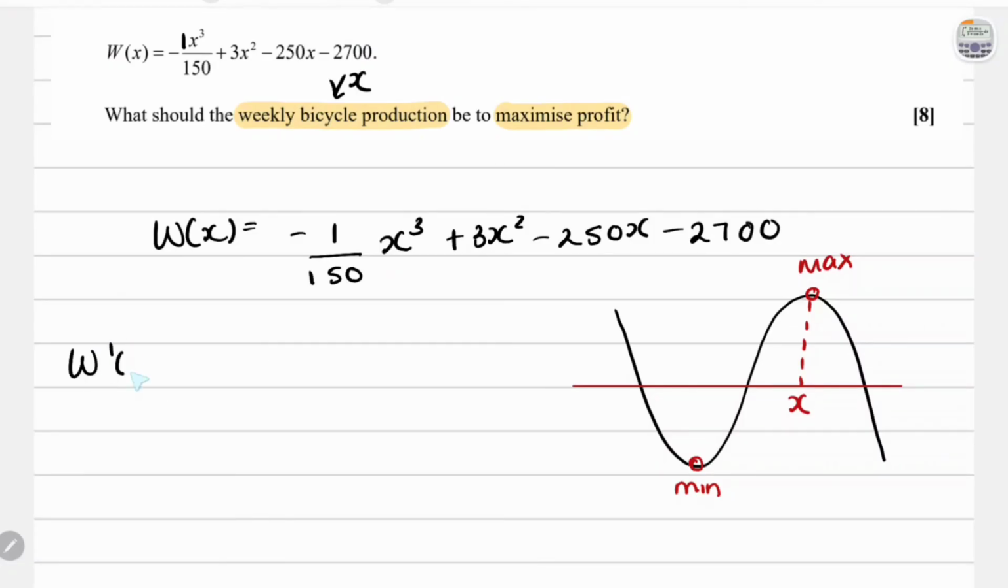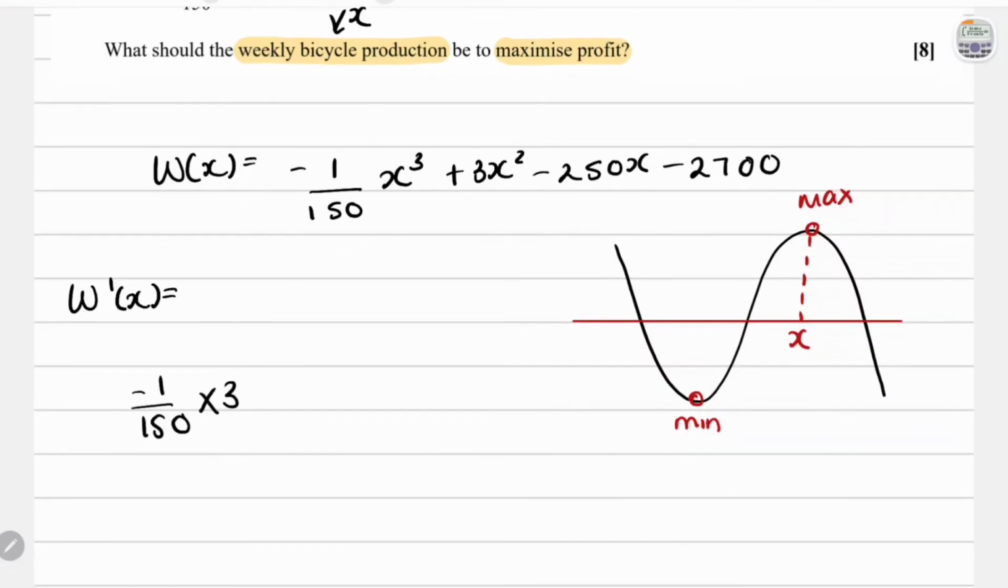So w prime of x is equal to, we're saying negative 150 times 3. So 3 and 150 have something in common. They have 3 in common. 150 divided by 3 is 50, 3 divided by 3 is 1. So that is negative 1 over 50. Then we still have our x. And we take the 3 minus 1, which is 2. Then it's positive 3 times 2, which is positive 6.